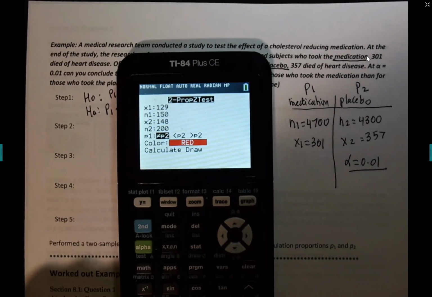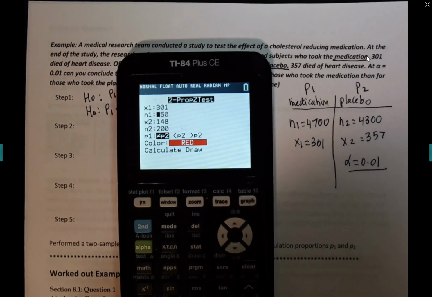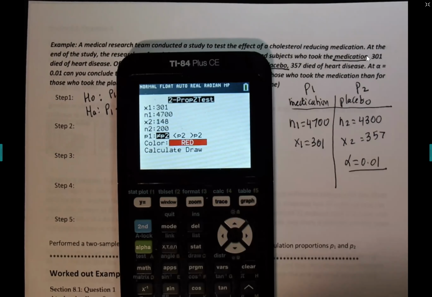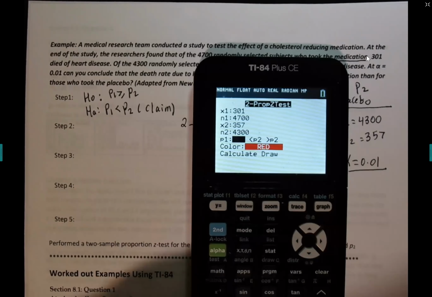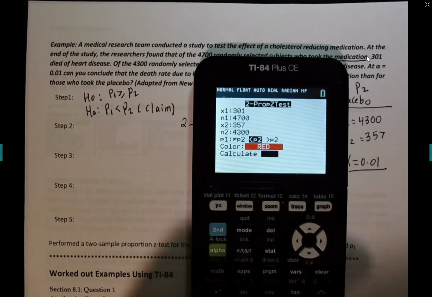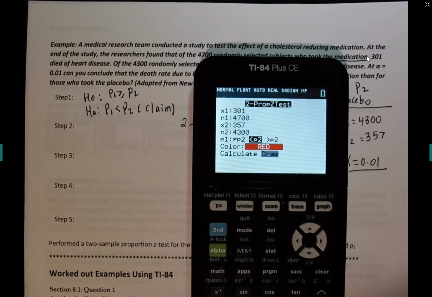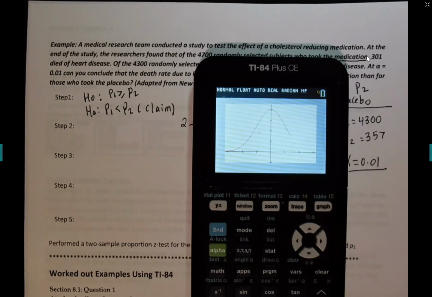Okay, x1 is 301, n1 is 4,700. You see, it's a large sample size. x2 is 357, n2 is 4,300. And we need to check that p1 is less than p2. You can do either calculate or draw. Oh, it's a very small p-value. Okay, z is negative 3.46.